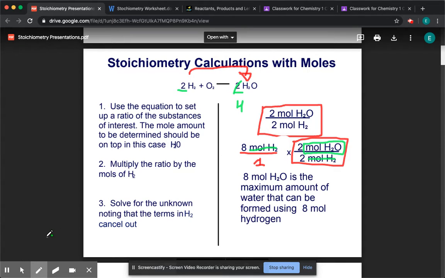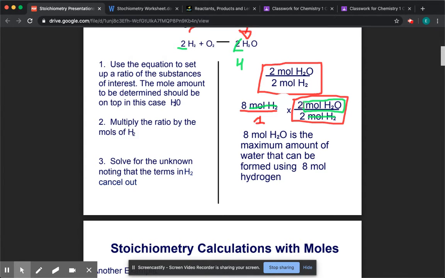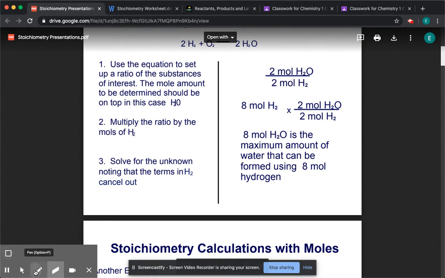When you have it set up correctly, now you just finish up the math. After you set it up, step 3 is to finish the calculation. If we multiply this straight across, you're going to get 8 times 2, which is 16, divided by 2, which is 8. So what this tells us is that 8 moles of hydrogen can make 8 moles of water. That's what this whole section is about.